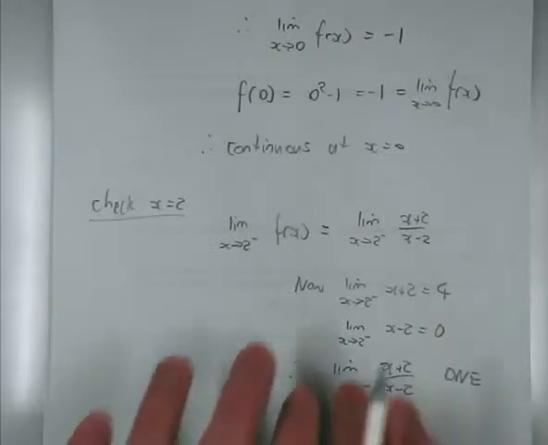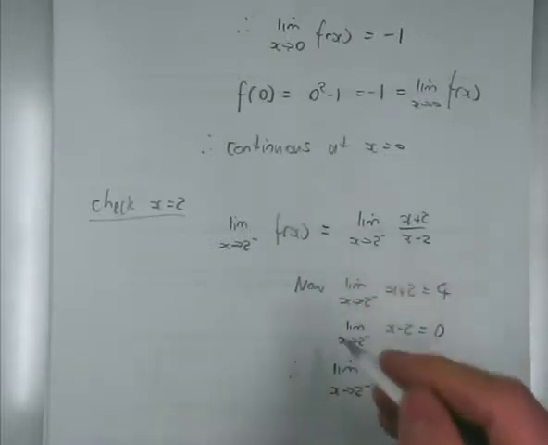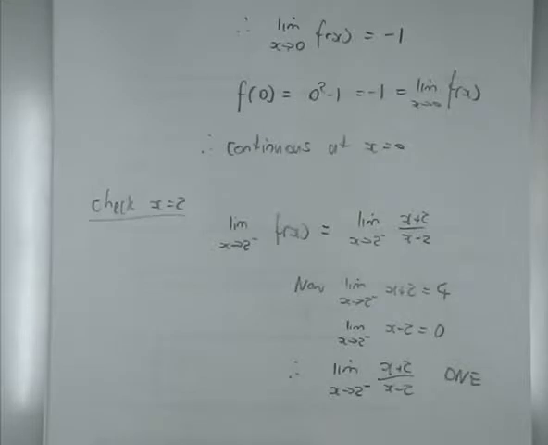But you don't have to do this bit, because mostly they'll just allow you to just stare at it and go, doesn't exist because the bottom's 0 and the top isn't. If the top and bottom are both 0, then I would have to do something else to see what it came out to. So I can stop now.